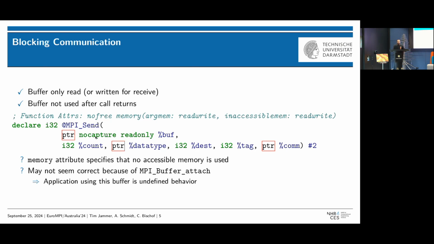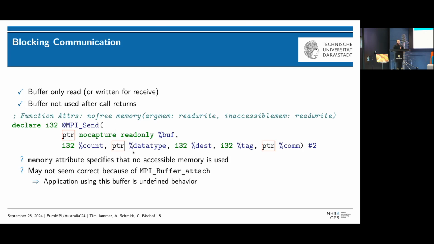So the pointer will be read. It's readonly, as we do the send operation, it will not write to the message buffer. It will read through the message buffer pointer. And then after the operation is completed, MPI can forget about the pointer. MPI will not use the message buffer anymore because the operation has already been completed. So we can also annotate the nocapture here.